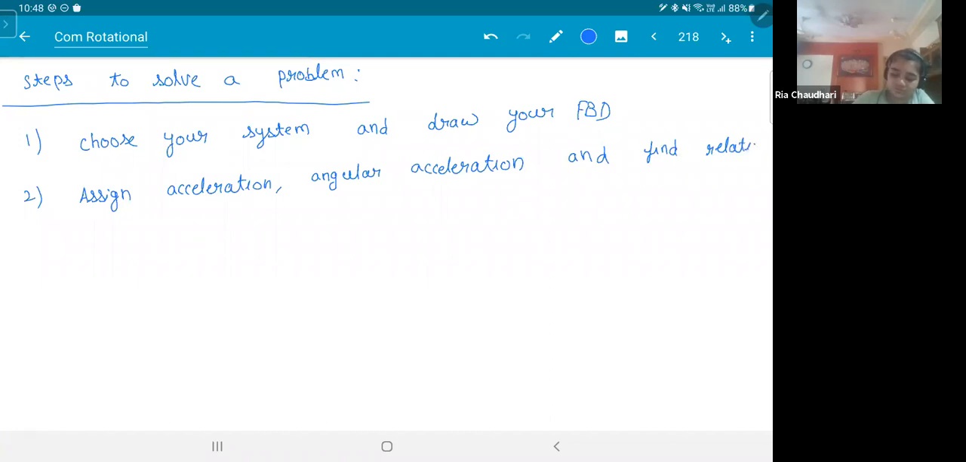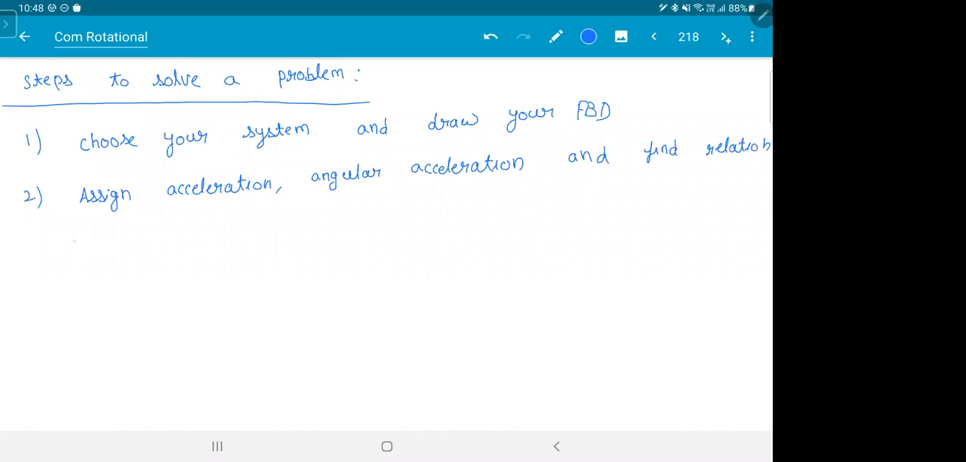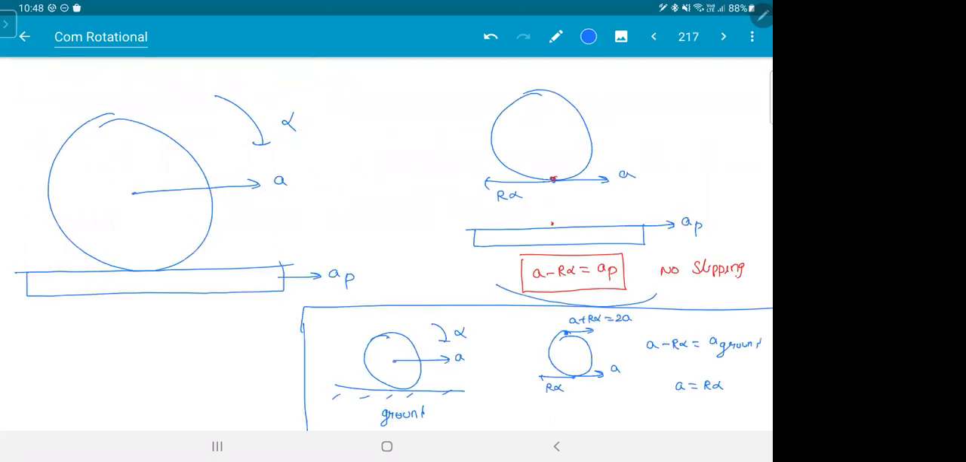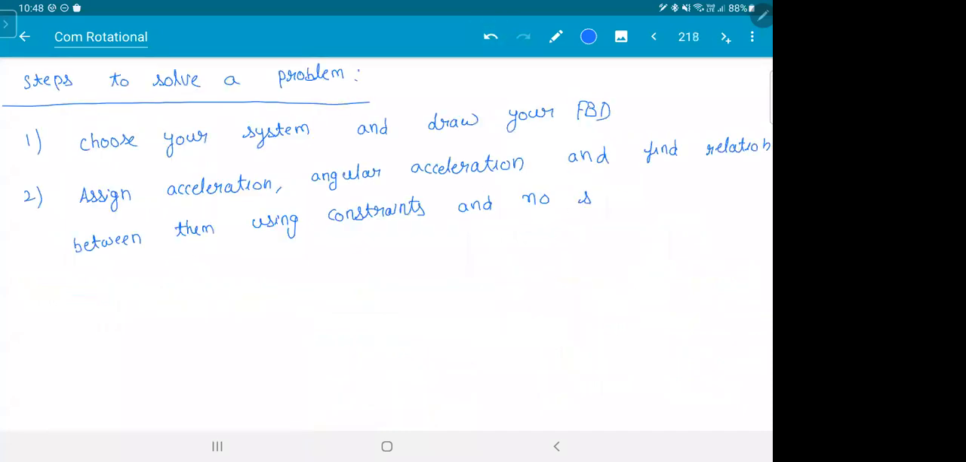And Durva, you're saying something? And find the relation between them using constraint motion, which we did in constraints of motion, and no slipping condition, which we just did. If you see, no slipping condition is giving a relation between A and alpha, A minus R alpha is AP. No slipping condition.